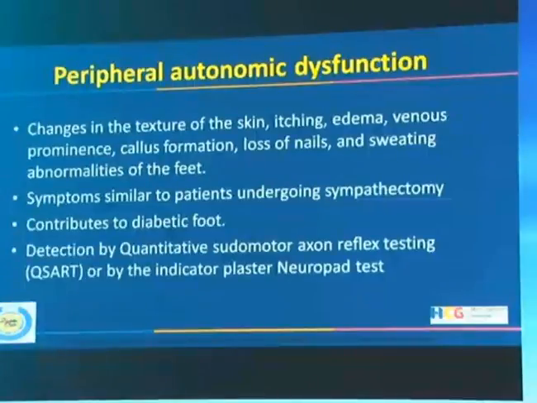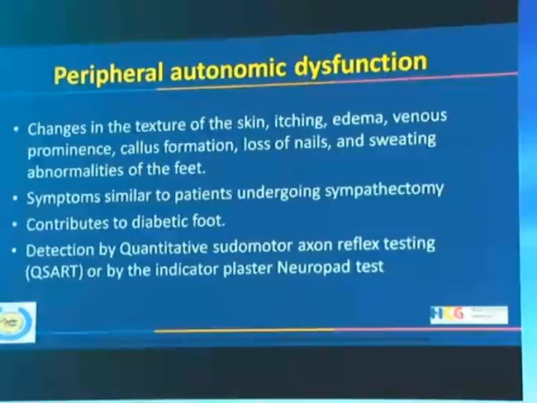So the important thing is the clinical implication of diabetic autonomic neuropathy. Peripheral autonomic dysfunction is one of the presentations of diabetic autonomic neuropathy. And look, how does it present? There are changes in the texture of skin, itching, edema, venous prominence, callus formation, loss of nails, sweating abnormalities. And we all think this is diabetic neuropathy. This is actually diabetic autonomic neuropathy.